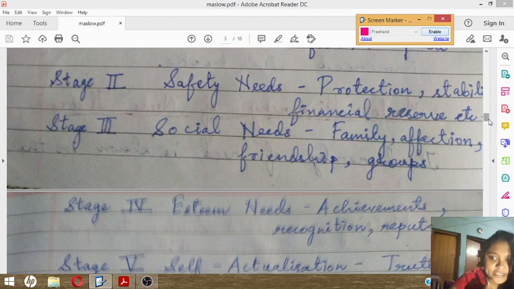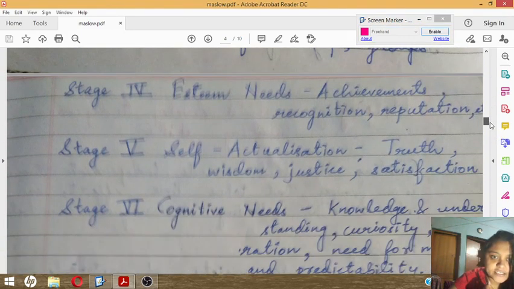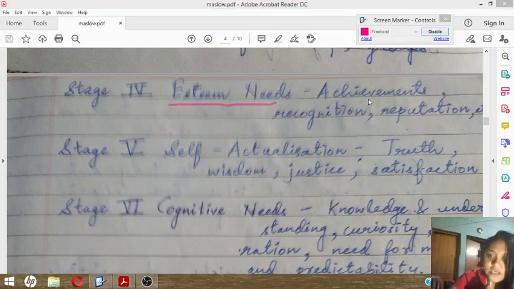Then he will move on to the next need. The next need is esteem need. Esteem needs include achievement, recognition, reputation. Then he will move on to the next stage, that is self actualization. In self actualization he will get truth, wisdom, justice, satisfaction.